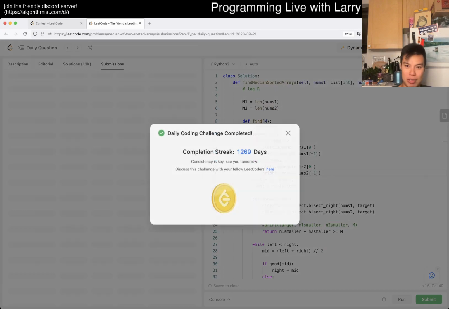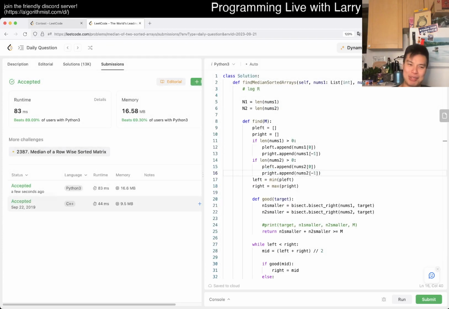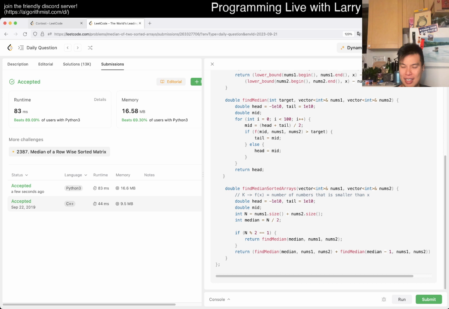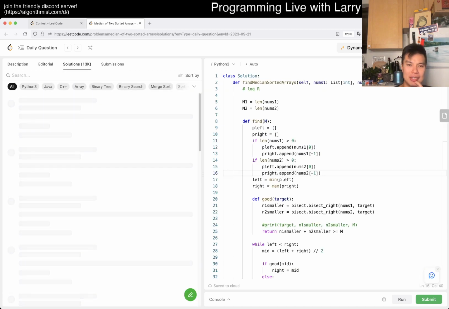Oh, I guess that did work. 1269-day streak. Did it in C++. It's been like 4 years too. Wow, time really flies. Pre-pandemic. What did I do? I guess I did use binary search. I guess I did it basically the same way that I did it today, but probably much quicker. But what is the intended solution though? I'm trying to think.